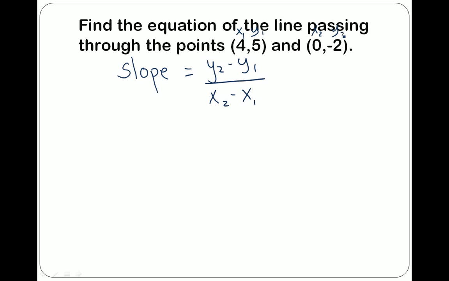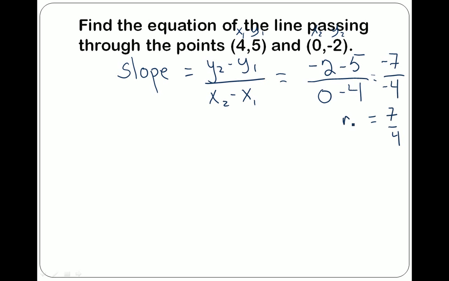And as long as you're consistent, it's going to work out fine. So subbing in there, I'm going to have -2 minus 5 divided by 0 minus 4. So I'm going to get negative 7 divided by negative 4, which I would definitely want to call 7/4 because the double negatives would make that positive, and that's just going to be easier to deal with. So my slope is 7/4. That's great. So now I have m. Just going to highlight that I know that information.